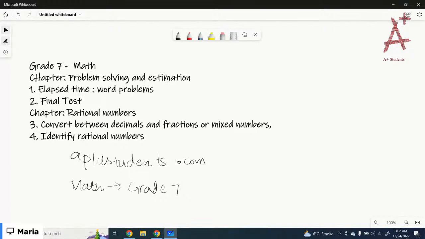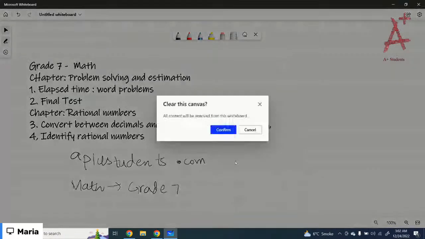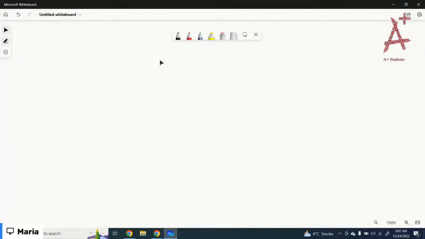So let's start with the first lesson, that is elapsed time word problems. Let me just write down the lesson name on the board, then we'll start. Please make sure you have your notebook and pencil so that you can note down the important examples and definitions as well. Got it? Okay, elapsed time word problems.